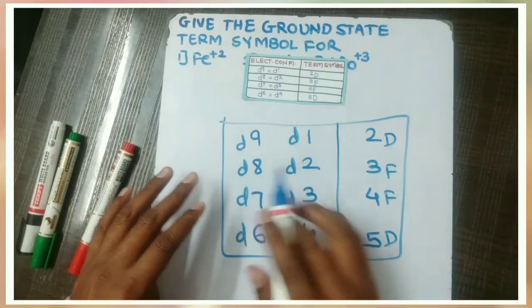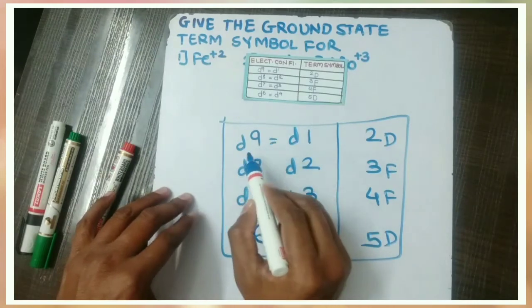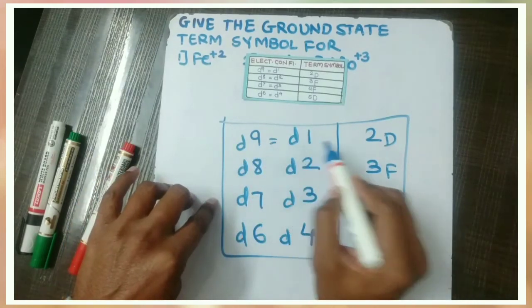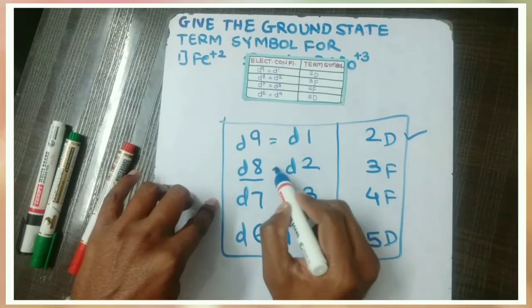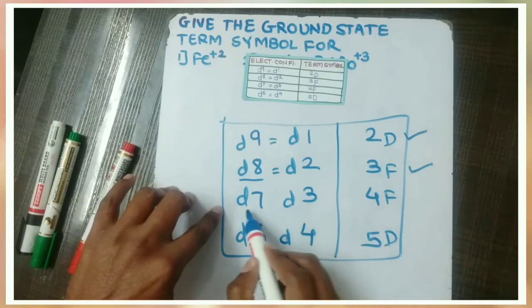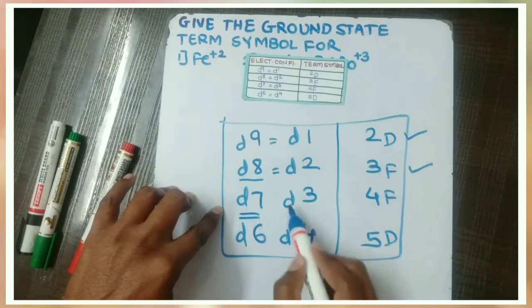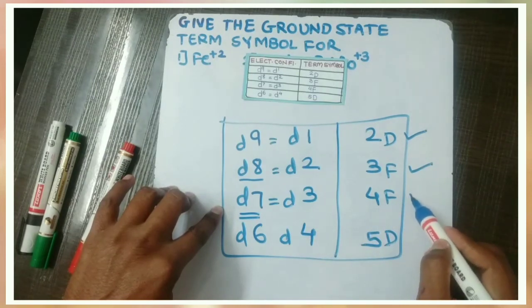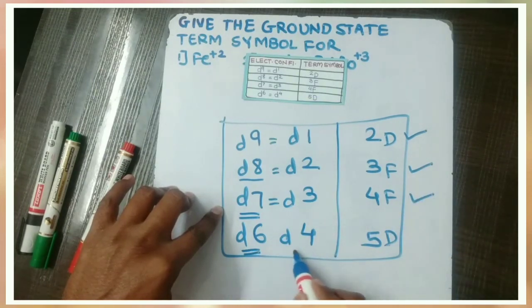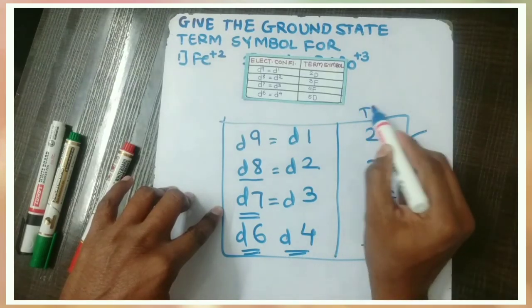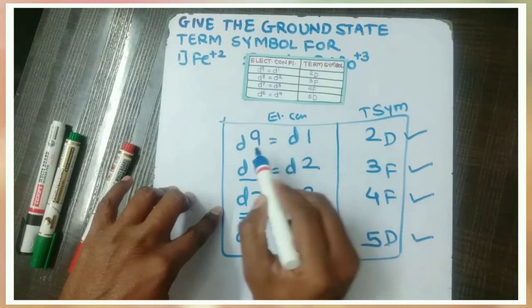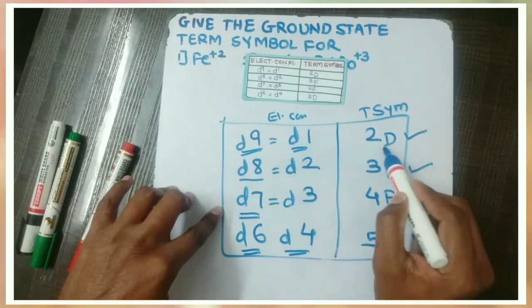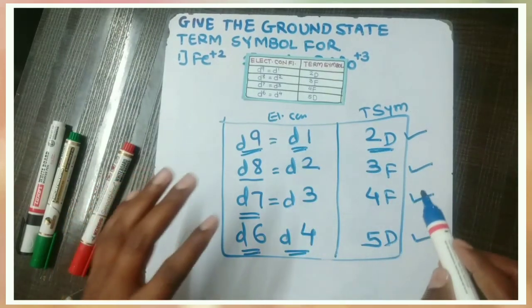This is the electronic configuration. If the electronic configuration is d9 or d1, then the term symbol will be 2D. If it is d8 or d2, then the term symbol will be 3F. If it is d7 or d3, then the term symbol is 4F. If it is d6 or d4, then the term symbol will be 5D. Whether it is d9 or d1, it should always be the 2D term symbol.